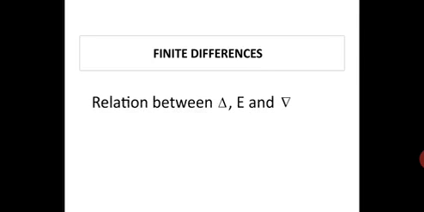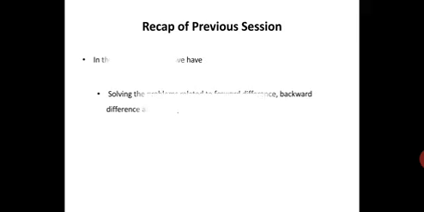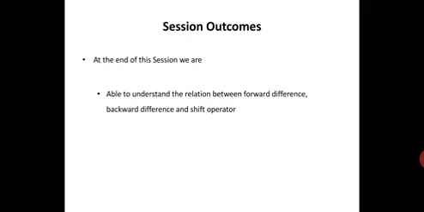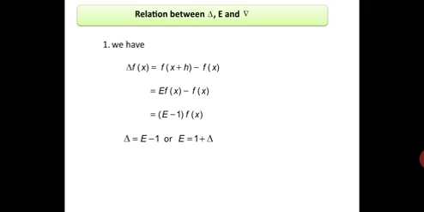Now in this session we are going to study the relation between the forward difference delta, the shift operator E and the backward difference del. We have a recap of what we have read in the last sessions. We have solved the problems related to the forward difference, backward difference and the shift operator. At the end of this session, we are able to understand the relations between the forward difference, backward difference and the shift operator E.